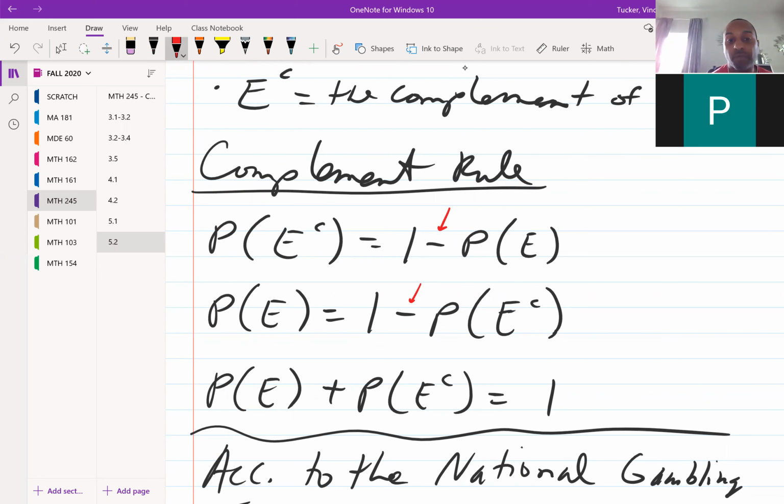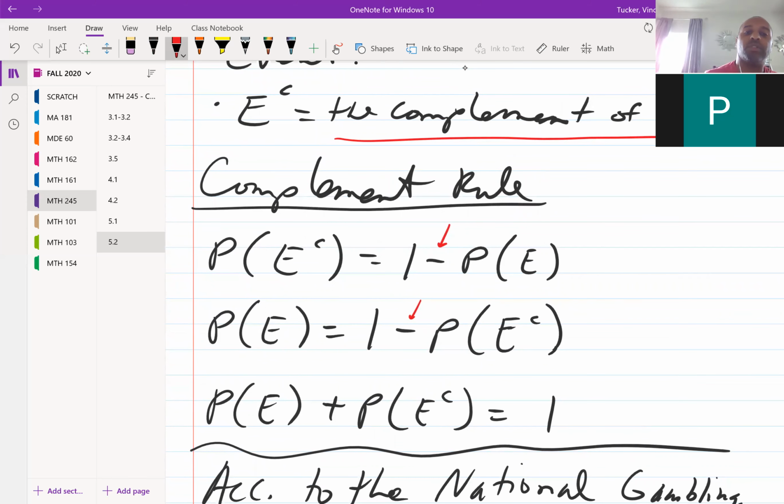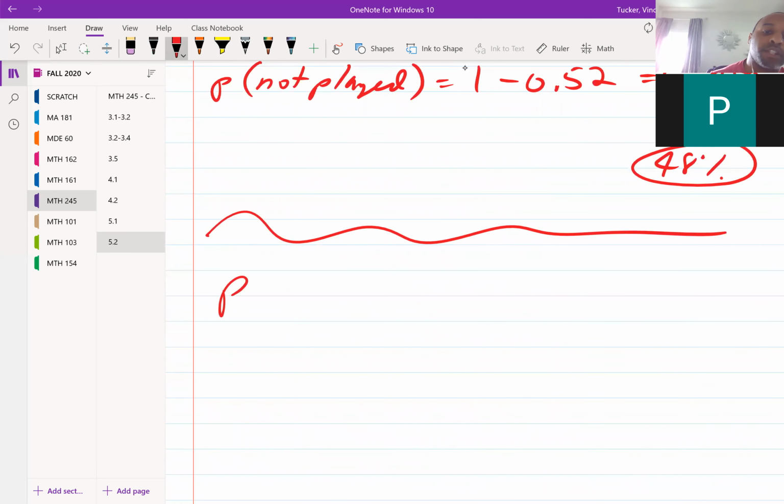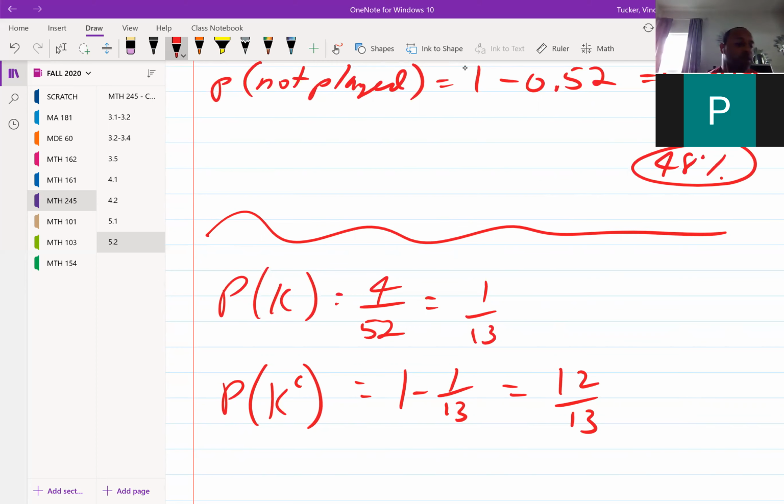What's the E^C, is that squared? No, that's just notation for the complement of your event. Let's go back to when we were talking about kings. I said the probability of getting a king was 4 out of 52, which is 1 out of 13. If I want the complement of getting a king, that's everything else. That little C notation lets you know that. You would just do 1 minus 1/13, and that would be 12/13.